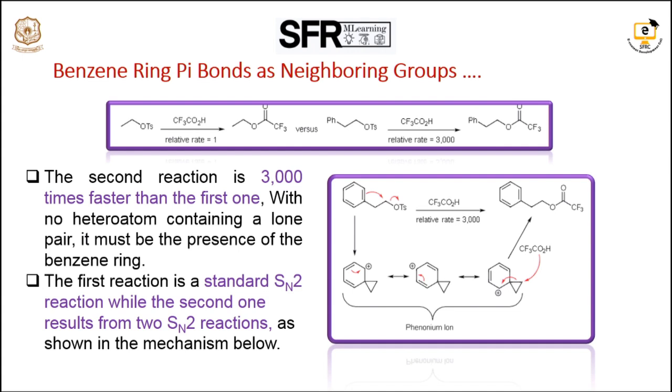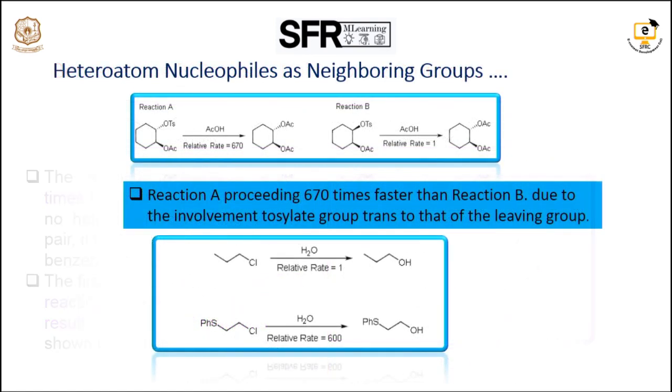With no heteroatom containing a lone pair, it must be the presence of the benzene ring only. The first reaction is a standard SN2 reaction, while the second one results from two SN2 reactions. We can see in the scheme, in the first step the phenonium ion will be formed as an intermediate, and that will give rise to the product in the next step.